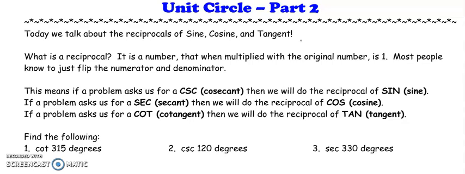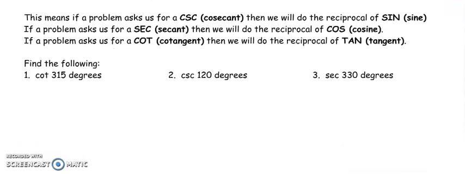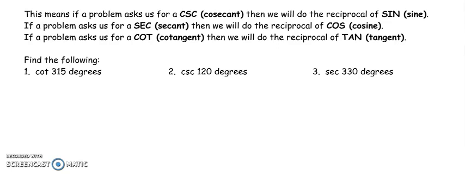So don't forget, a reciprocal is a number that when multiplied with the original number is 1. Most people just know to flip that numerator and denominator. This means if a problem asks us for cosecant, then we have to do the reciprocal of sine. Secant is a reciprocal of cosine, and cotangent is a reciprocal of tangent. So let's do these problems here.